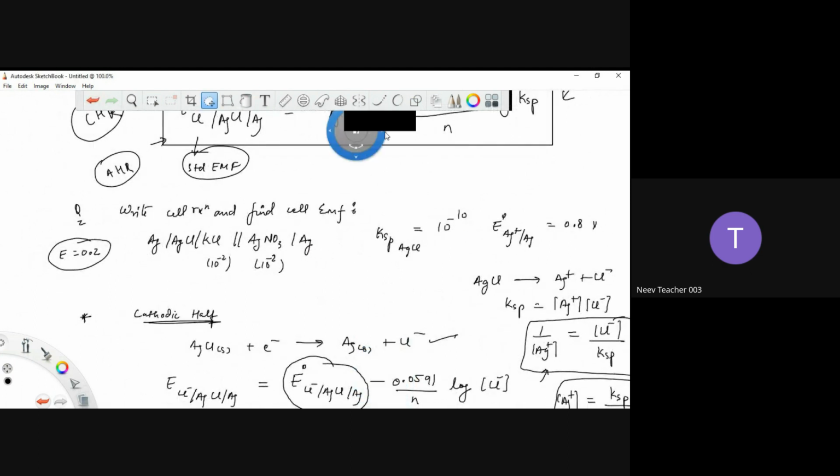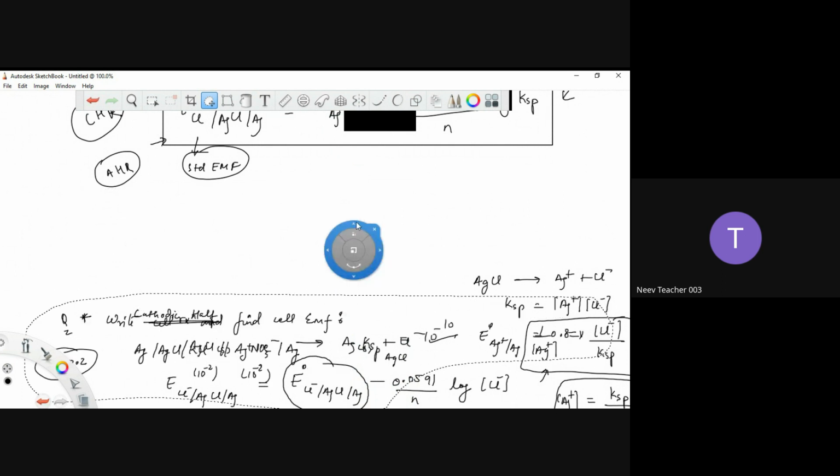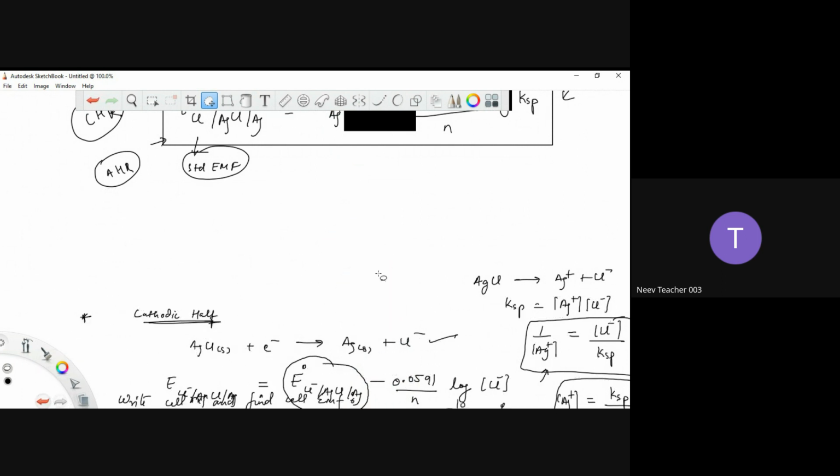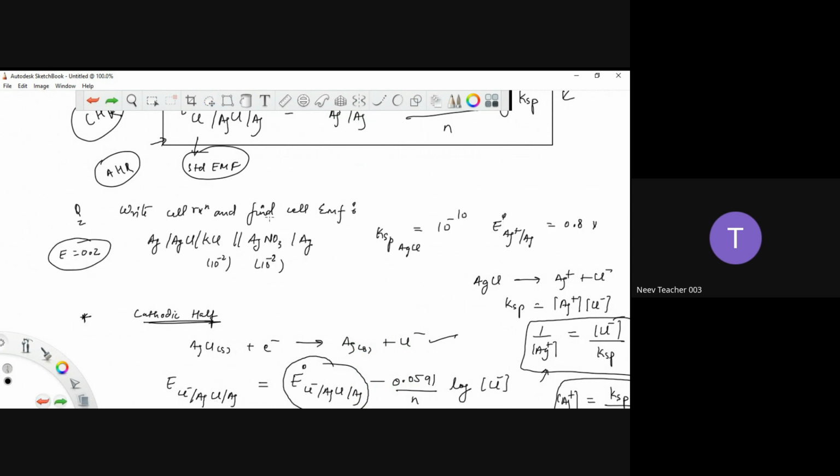So I'll take it on a different part of it. How to move this? Okay.